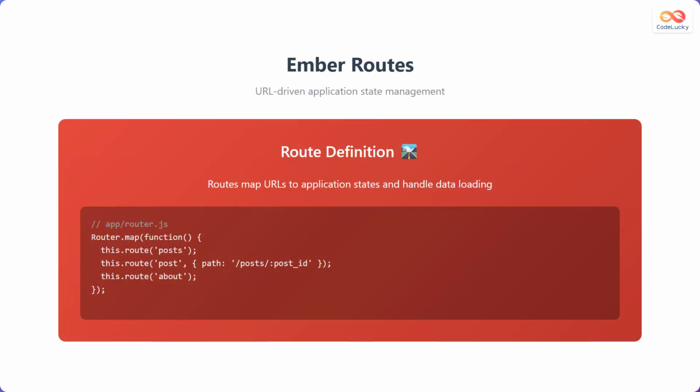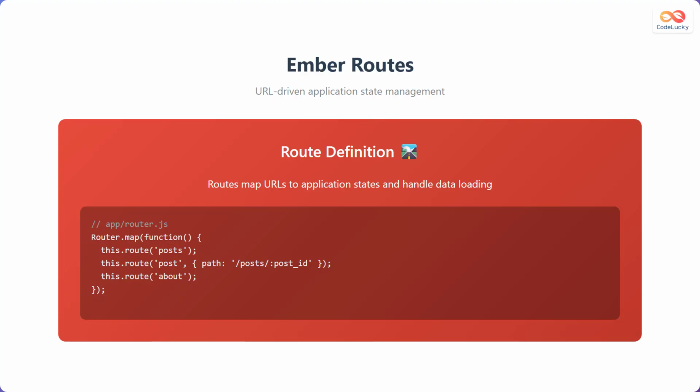Routes in Ember are responsible for URL-driven application state management. They map specific URLs to application states and handle data loading for your templates. Routes define the structure of your application and determine what content displays when users navigate to different URLs.